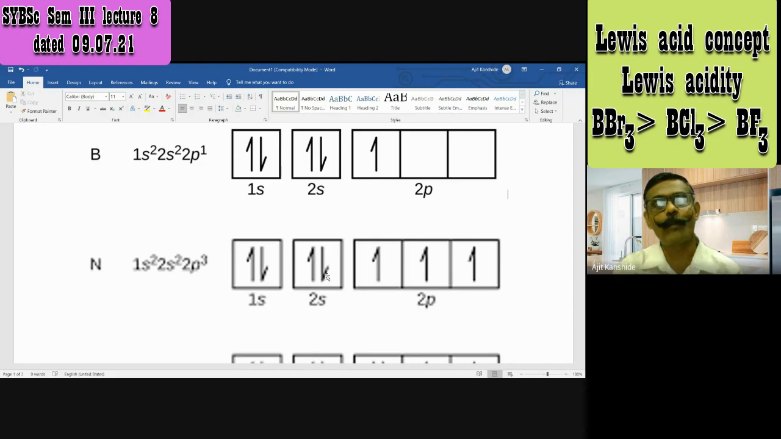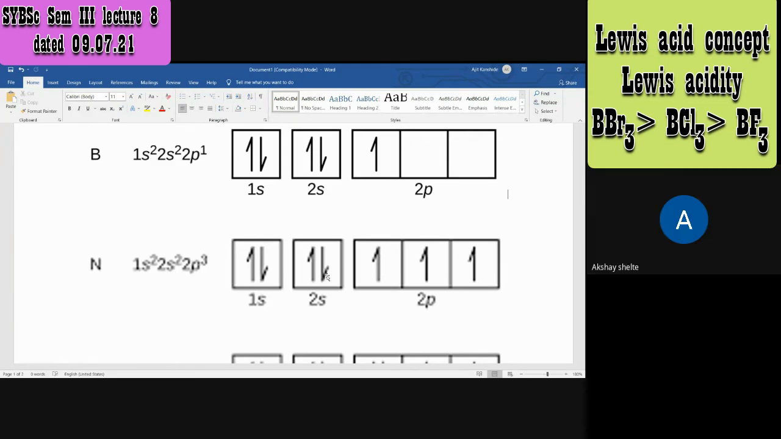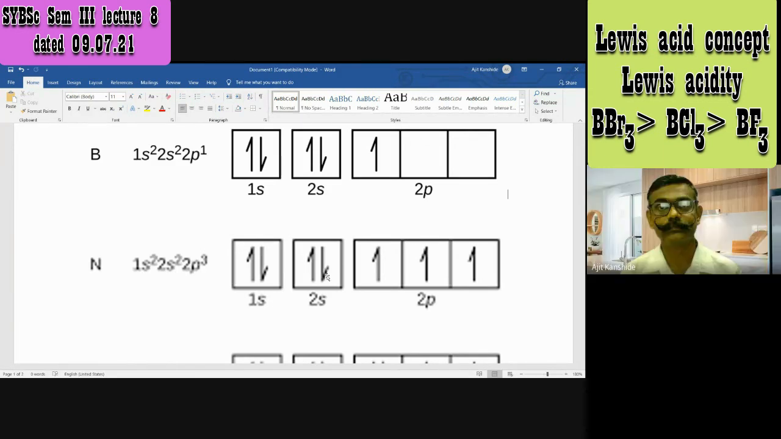Now, which electron can boron excite? So far, the electrons are in lower energy levels: two electrons in 2s and two electrons in 1s. Which electron is excitable, promotable, transferable relatively easily? From 2s. Right. The nearest energy orbital is 2s. Whichever is nearest, it will take from that only.